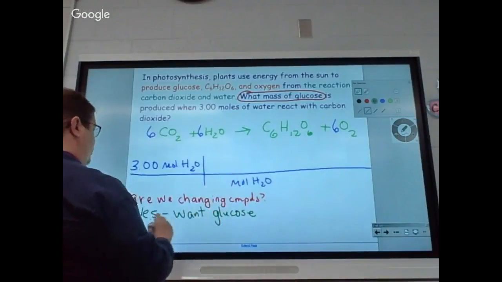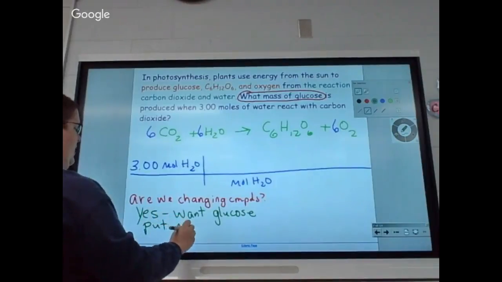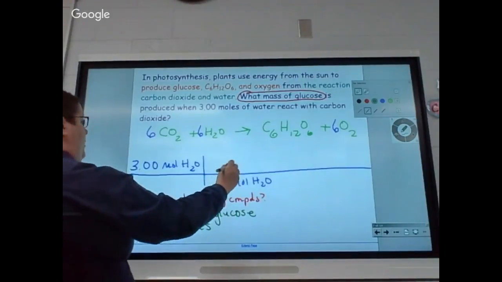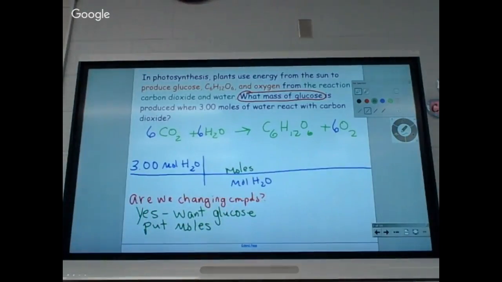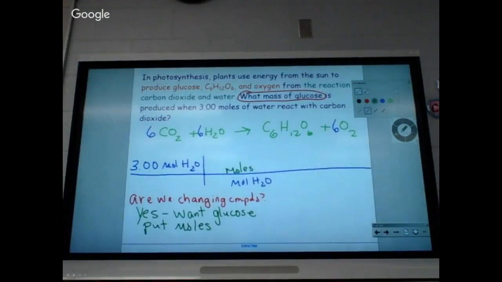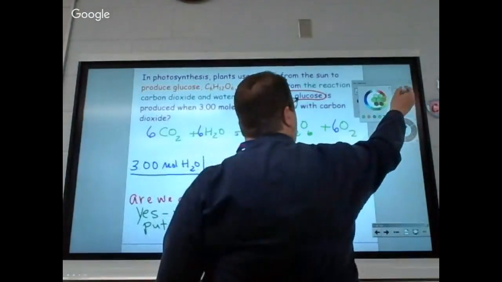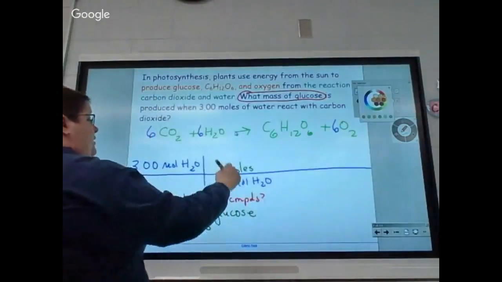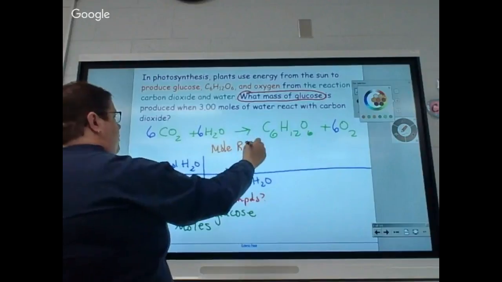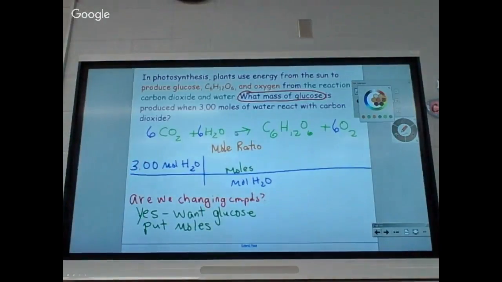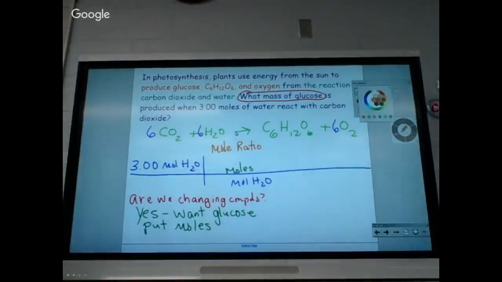So, we're putting moles on top, okay? Every time you answer yes, you have to put moles on top. So, if we want a different compound, we're putting moles on top. This is called a what? What do we call this thing? This is called a mole ratio. Anytime we have a mole ratio, what do we do with a mole ratio? What do we just practice? Take the coefficient. Check the coefficients and change the compound. So what compound am I sticking up there?